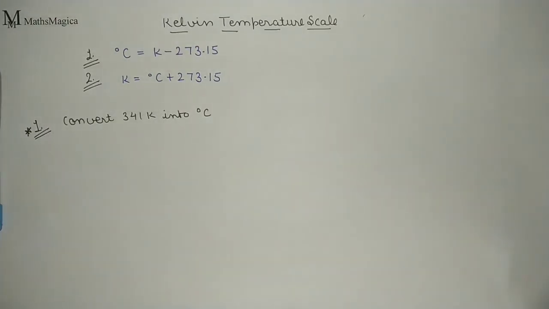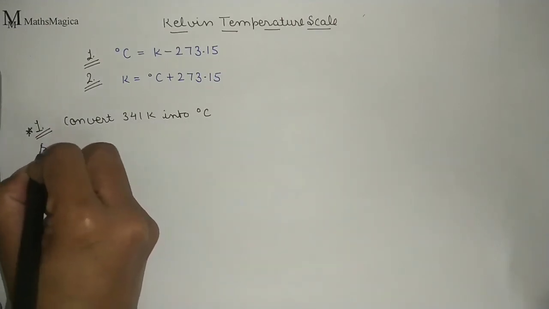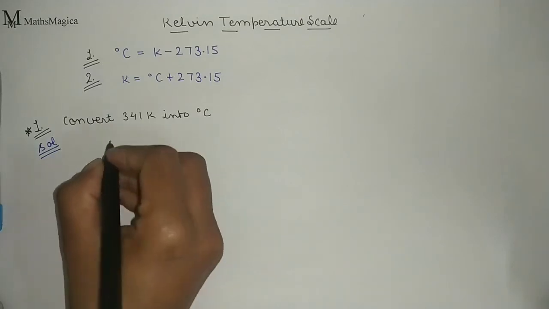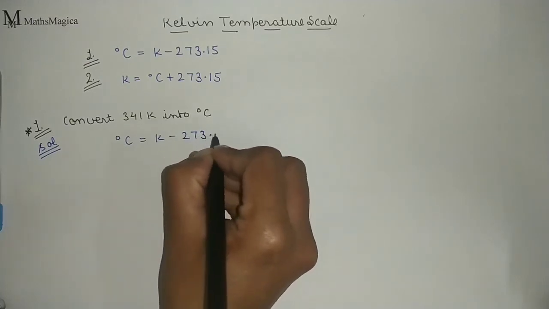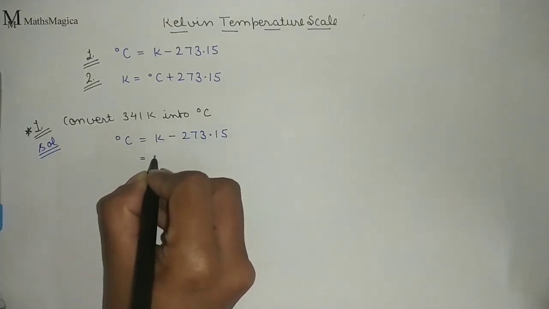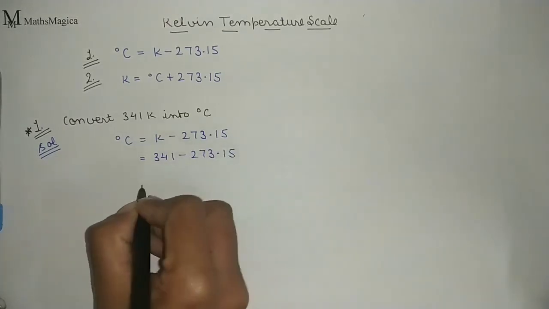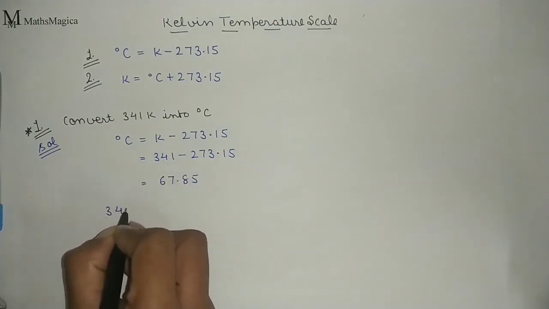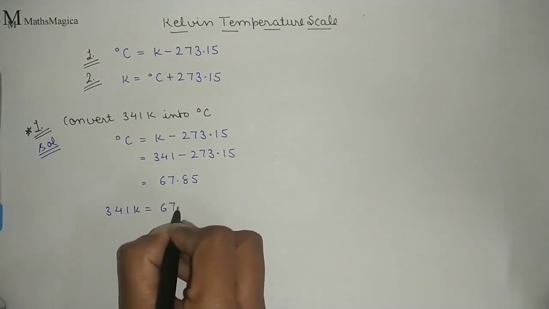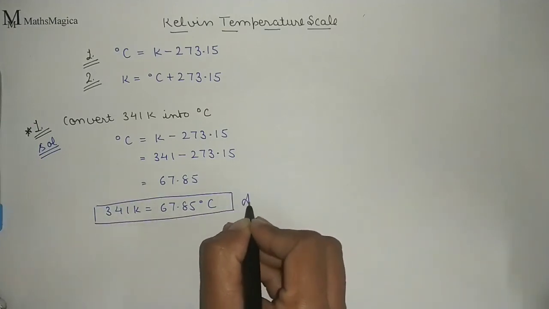Let's solve one example of converting Kelvin into degrees Celsius. Convert 341 Kelvin into degrees Celsius. Solution: first write down the formula. Degree Celsius is equal to Kelvin minus 273.15. Put the value of Kelvin: 341 minus 273.15, you get 67.85. 341 Kelvin is equal to 67.85 degrees Celsius. This is your required answer.